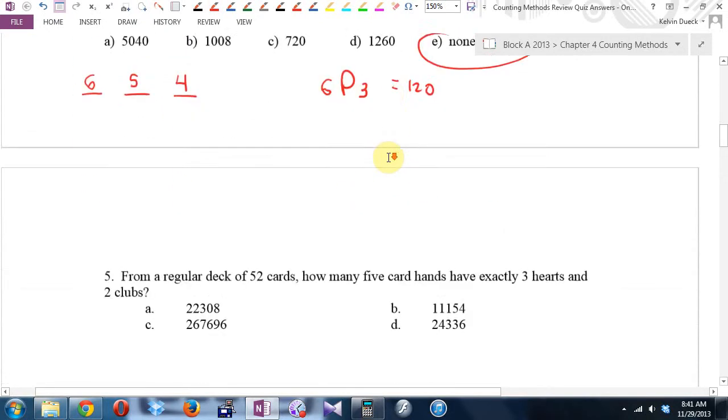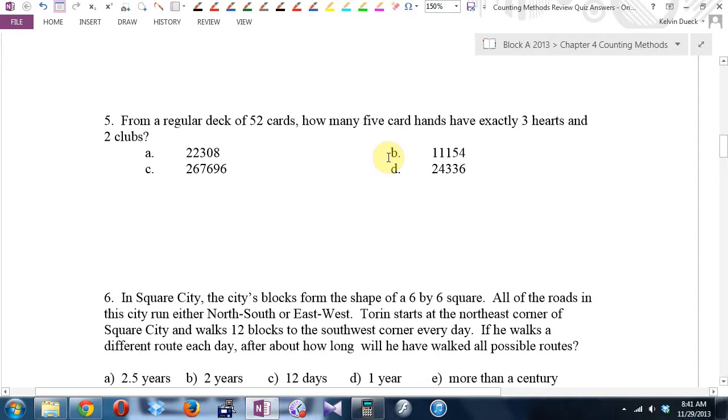Turn the page. That's the key word in this question. I forgot to ask. Was anyone away last week and didn't get the quiz? You're all here, right? Okay.